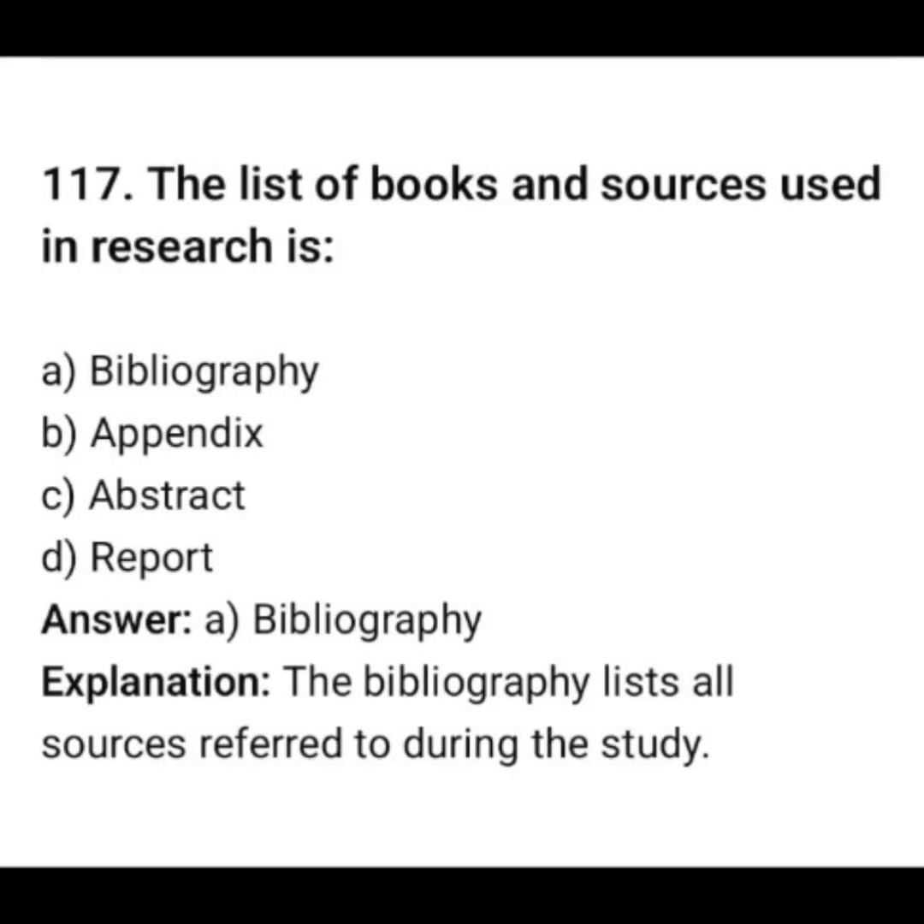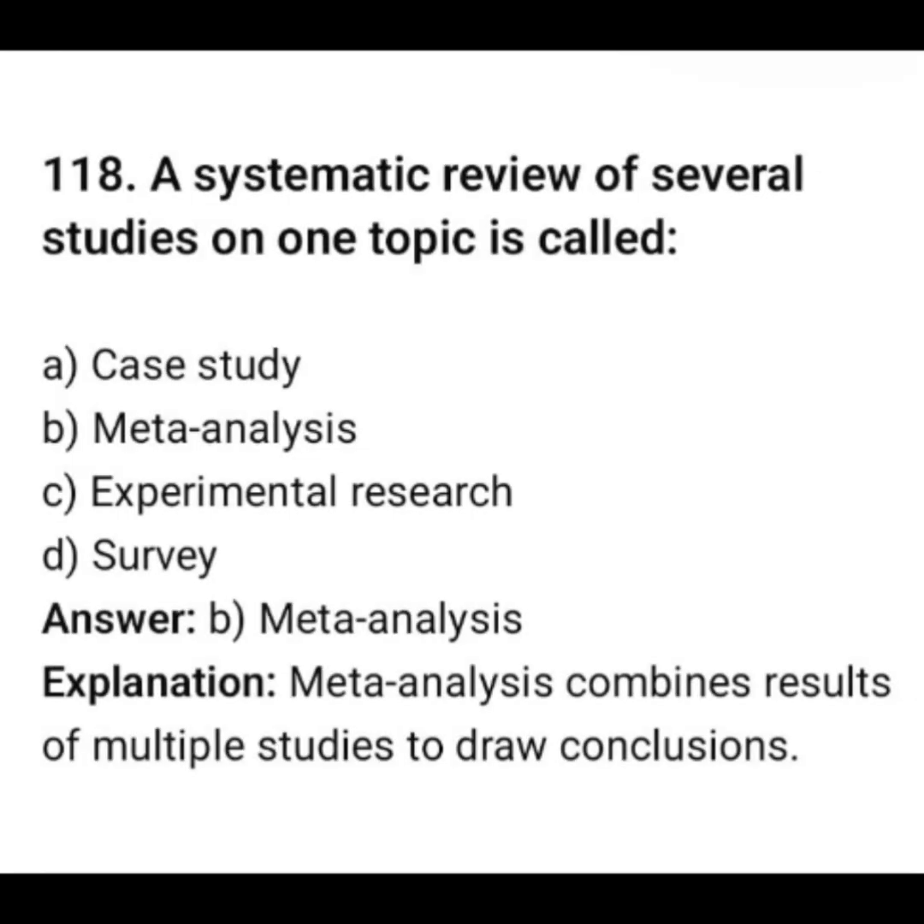The list of books and sources used in research is bibliography, appendix, abstract, report. The correct answer is option A, bibliography. The bibliography lists all the sources referred to during the study.